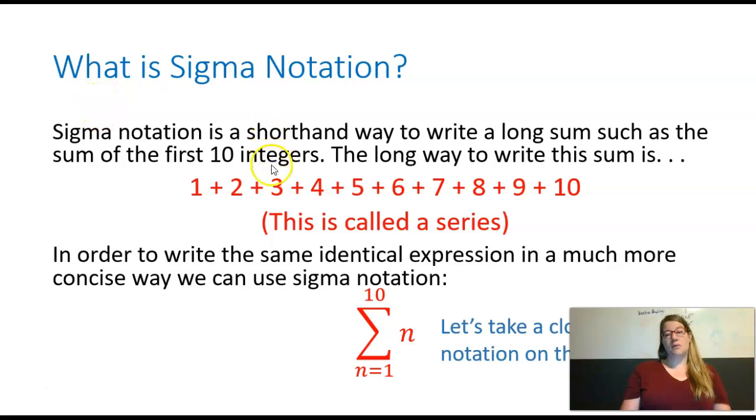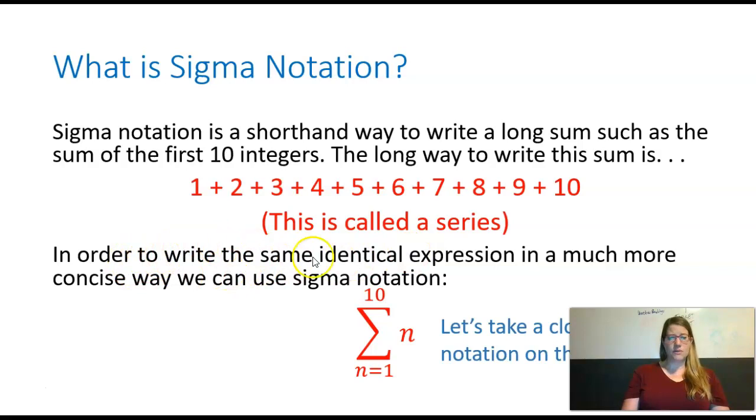So what is sigma notation? Sigma notation is a shorthand way to write a really long sum. If I wanted to sum the first 10 integers, remember, integers are just whole numbers. They can be positive or negative, and 0 is included. But if I wanted to sum the first 10, I would do 1 plus 2 plus 3 all the way up to 10. Writing that all out is a little bit taxing.